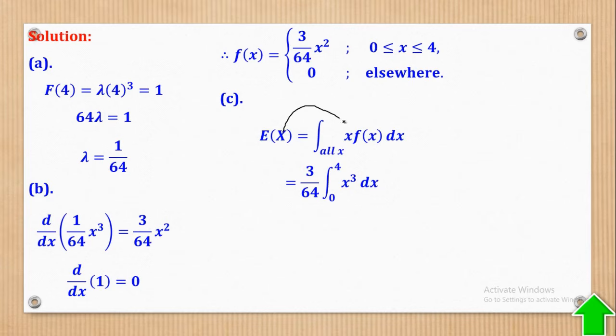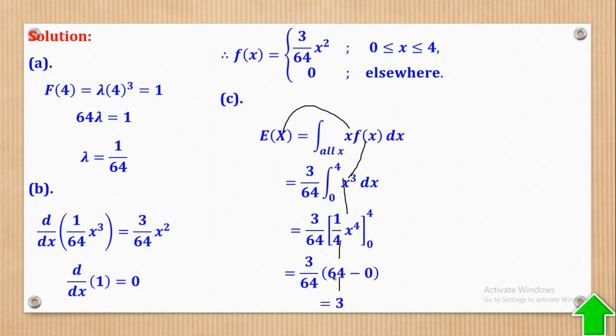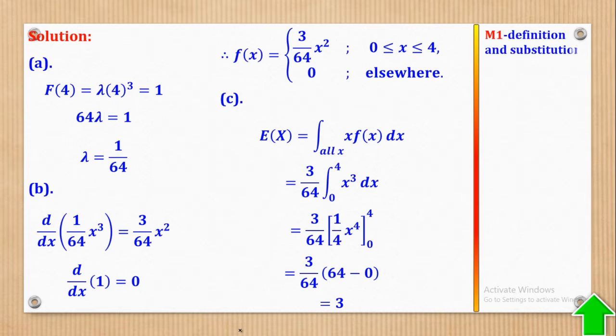So the formula still remains. When there is x here, you remember to put x there. So when f(x) gives me that, and when I integrate, I'll come up with that, and when I substitute limits, I'll come up with that, and in the end I'll come up with 3 as the expectation of X. So basically that's what they wanted. Now let's see how marks can be awarded.